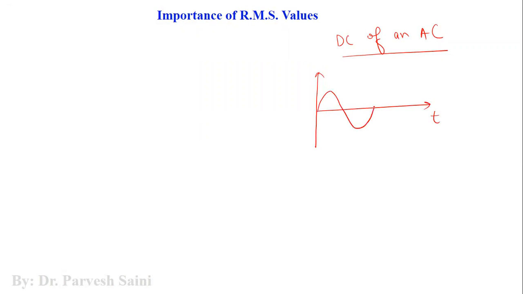Like if we talk about a sinusoidal AC, it is varying with time. So it has an instantaneous value at every point of time, and it is different. It has two peak values, one positive, one negative. It has the average value, which is zero for a complete cycle.